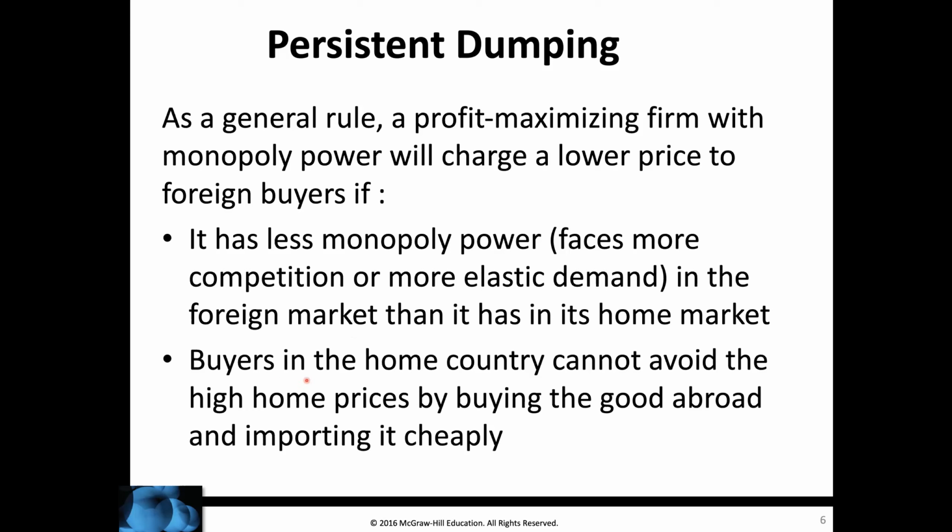Or buyers in the home country cannot avoid the high home prices by buying the good abroad and importing it cheaply. So there's no way for those at home to see the cheaper price internationally, go out and buy it and import it, bring it back home. So that there's no way to avoid the home market price.